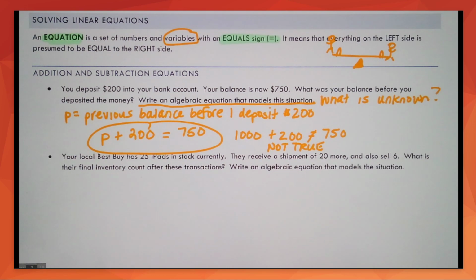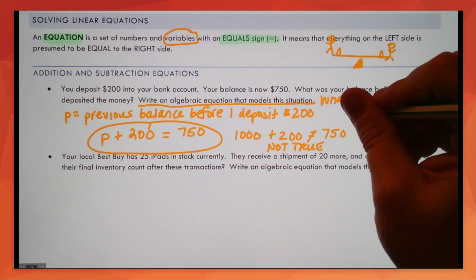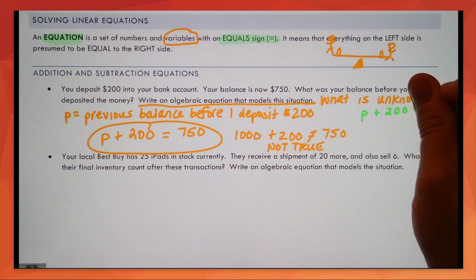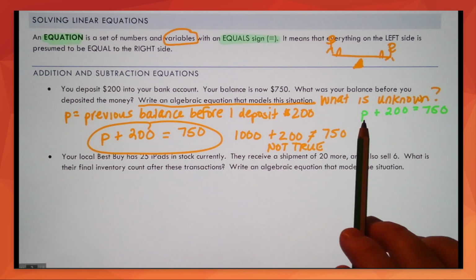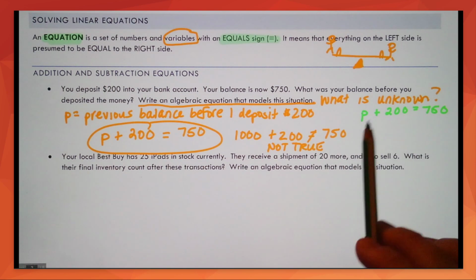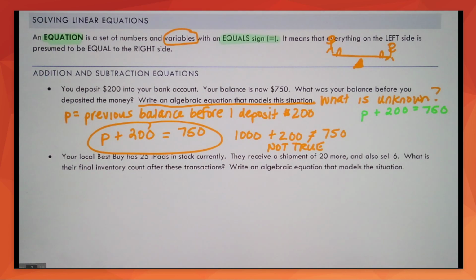I'm going to switch pen colors here because there's a lot of stuff written and I don't want it to be too confusing. So let's use green. Let's write our equation. P plus 200 equals 750. And what we have to do is get this P by itself on the left side of the equation. And right now, P is being increased by $200.